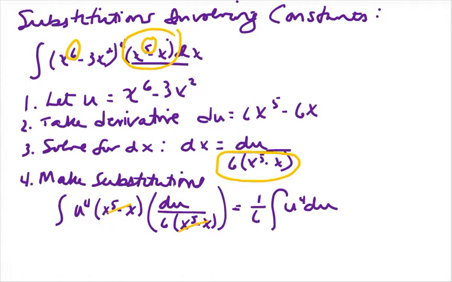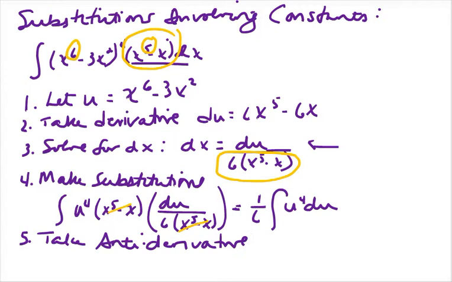So this is why it's called substitution involving constants, because you're actually going after the constant when we do the substitution for du. Take the antiderivative, which is just simply applying the power rule, and you're left with 1/6 u to the 5th over 5 plus a constant.